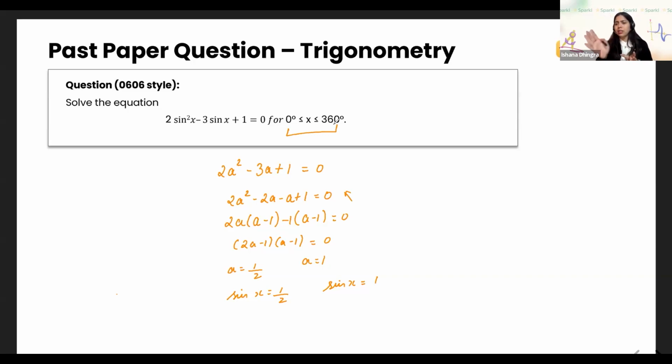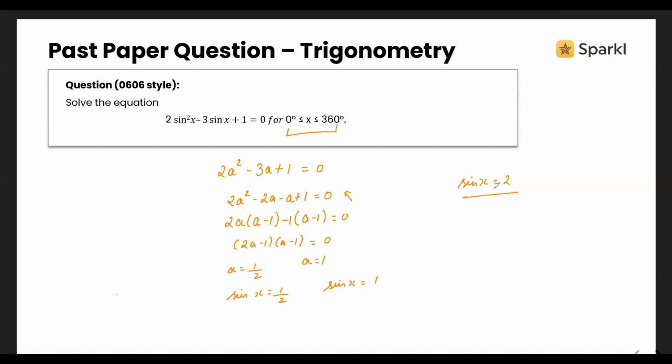What if I had got an answer sin x equals 2? Then how many values will I get from this? None. Why? Because it's out of the amplitude range. Yes, so we'll simply reject it because sin x takes values between -1 and 1. We'll reject this and we'll go for the next value.